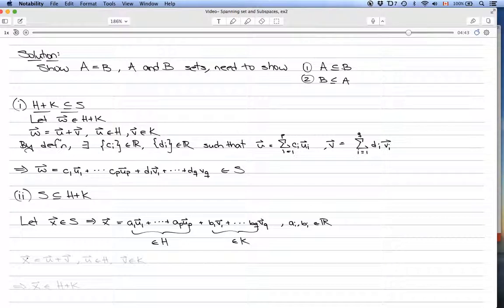So that means that we can write x to equal the sum of some vector u and v, where u is an element of H and v is an element of K. So that means we have shown that x is actually an element of H plus K as well. And so we're done, because we wanted to show that H plus K is equal to the set S, and to show that we have to show H plus K is contained in S, and S is contained in H plus K. So we've concluded the proof.